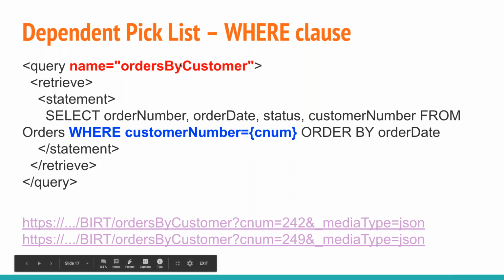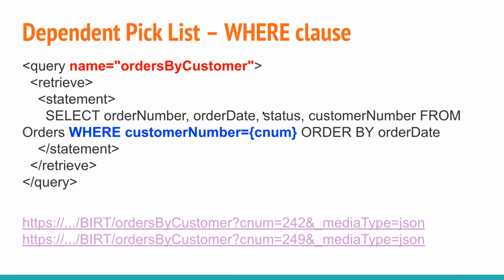So in this case, we're creating a query. It's going to be called orders by customer, because now we're trying to retrieve a list of orders that have been placed by a particular customer. So we're going to select order number and order date, some fields from a table called orders, but where the customer number equals this variable called CNUM.